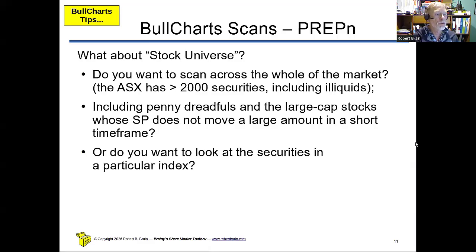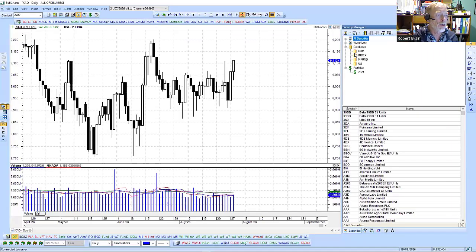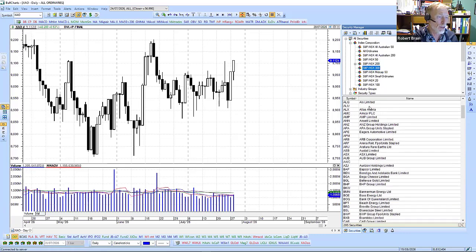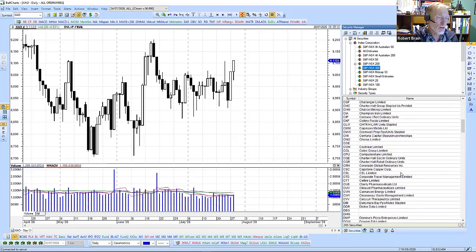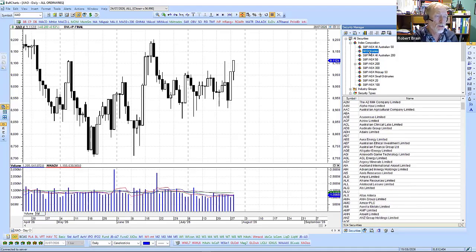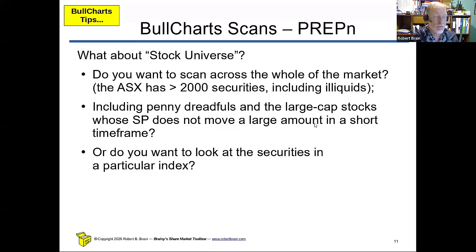Or maybe what you want to do is look at the securities in a particular index. Some people like to look at the XKO. That is the top 300 index. Now, ignore the couple of holes in this one. Or you might want to look at the XJO or maybe the All Ordinaries, the XAO, supposedly 500 stocks. There are some things to think about.